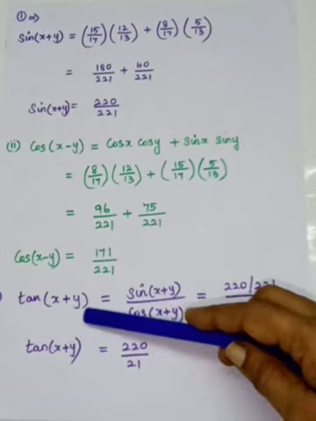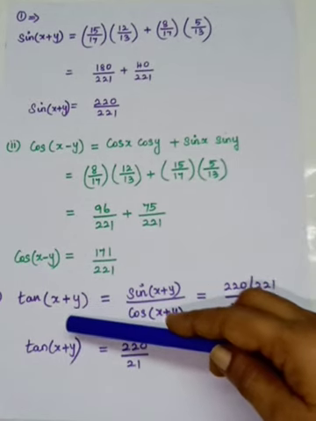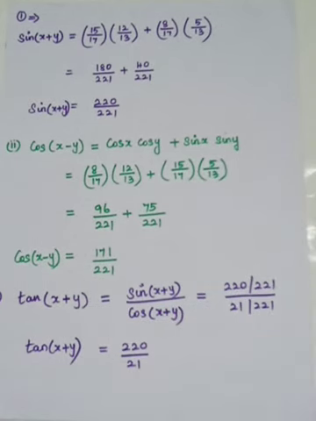And the next one, tan of (x + y). You know that tan of (alpha + beta) is tan alpha plus tan beta divided by 1 minus tan alpha tan beta. So here you can use tan x plus tan y divided by 1 minus tan x tan y. Tan x, if you want to find, is sin x by cos x, and tan y means sin y by cos y. In that way also you can do, how I have done.